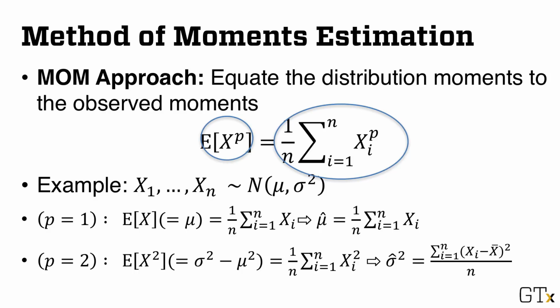If we also want to get an estimator for sigma squared, we can use the second moment, which is equated to the second sample moment. Using the first equation where we derived the sample mean, mu hat, we can now plug it in the second equation to get the estimator for sigma squared, which is provided on the slide. Note that the estimator for sigma squared obtained using method of moments is slightly different than the sample variance because here we have n instead of n minus 1.